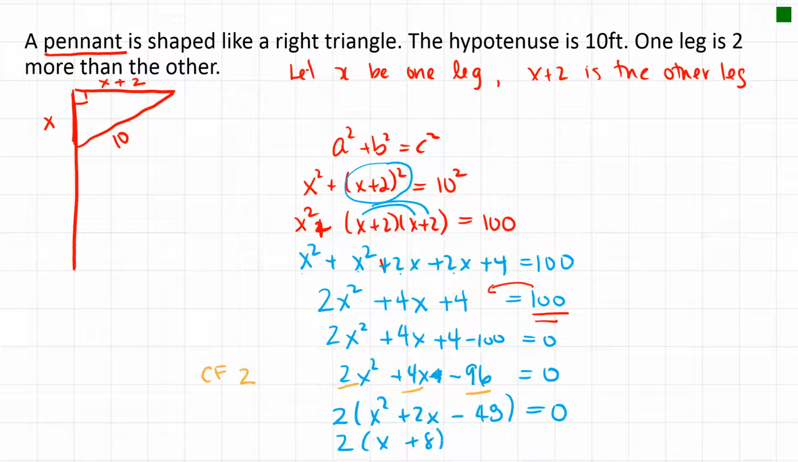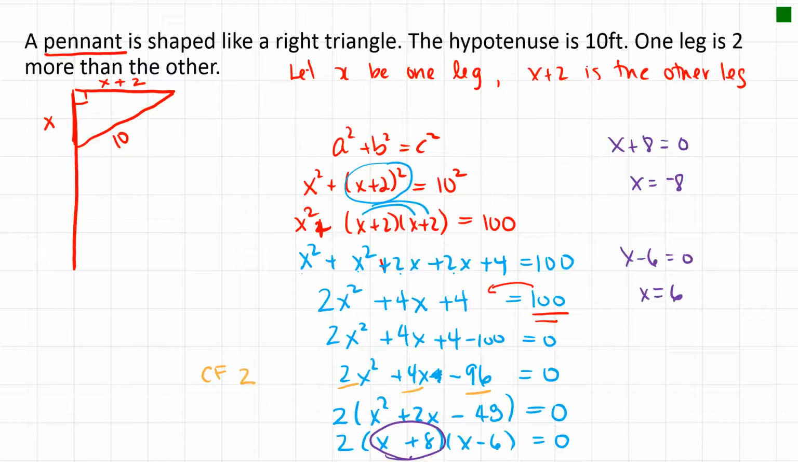So x plus 8 and x minus 6 are the two factors that work. At this stage, I take each of these brackets and solve them separately. So x plus 8 equals 0, so x equals negative 8. And the other one, x minus 6 equals 0, so x equals 6.